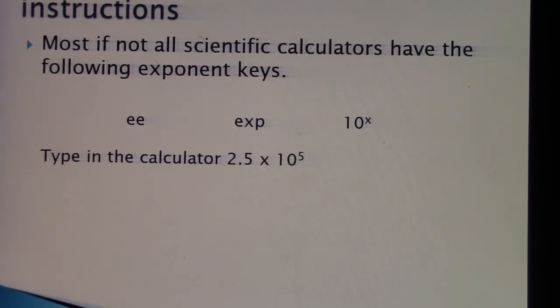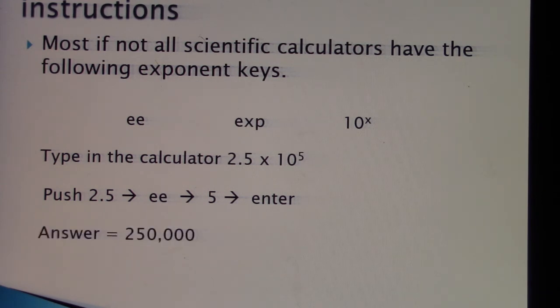So in your calculator, push the number 2.5. Hit EE, EXP, or the 10x key. Then hit 5, and then hit enter, and you should get your answer. It's 250,000. So practice that. Okay, let's do another one.